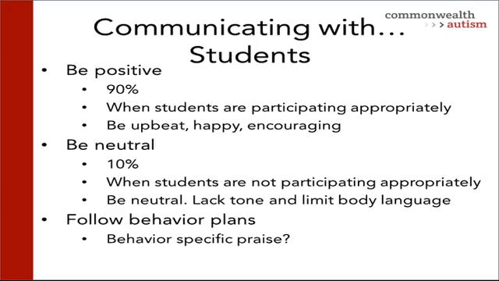Let's explore a little bit each of those communication partners. When we're communicating with students, some important things to remember are to be positive. 90% of the time, students are engaging appropriately, and we want to make sure that we're being positive, being upbeat, happy, and encouraging to them. The other 10% of the time, maybe when our students are not engaging appropriately, we need to be neutral. This means lacking tone and limiting our body language. This does not mean being negative or yelling, things like that. Just being neutral, simply speaking in a neutral tone with neutral body language.